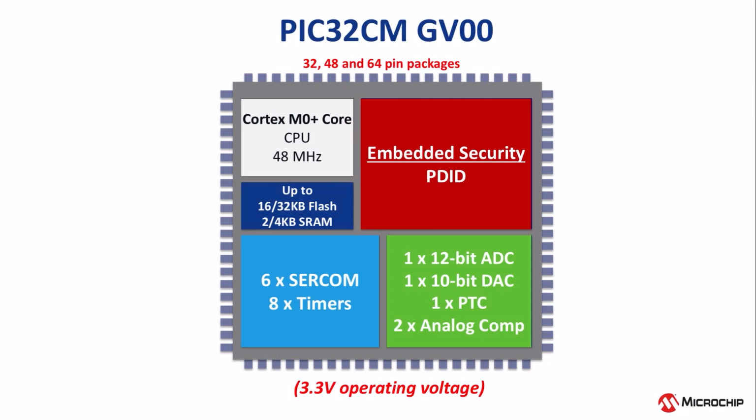So, now that we talked about the similarities between the two, let's go ahead and talk about the differences between the two devices. The PIC32CM GV00 is a 3-volt device built for compact, power-sensitive systems. It includes a 10-bit digital-to-analog converter, and when combined with its 12-bit ADC and peripheral touch controller, this enables smooth, responsive interfaces without the need for additional components.